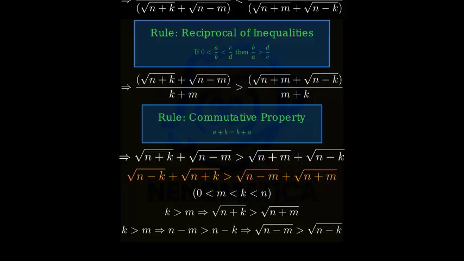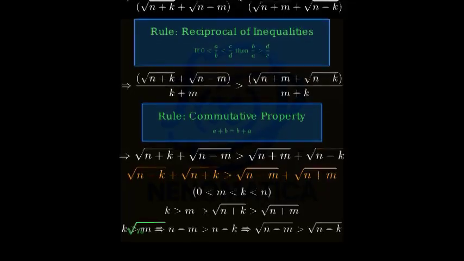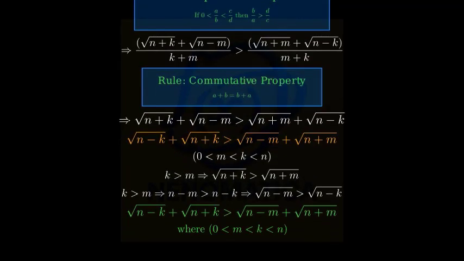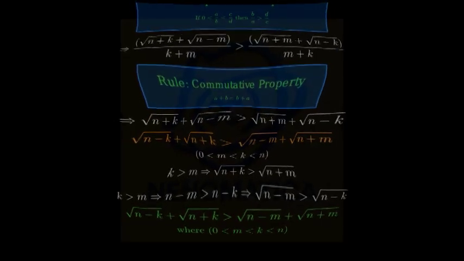Therefore, we've proved that the inequality is actually square root of n minus k plus square root of n plus k is greater than square root of n minus m plus square root of n plus m, when 0 is less than m, which is less than k, which is less than n. This proves our inequality, which completes our proof.